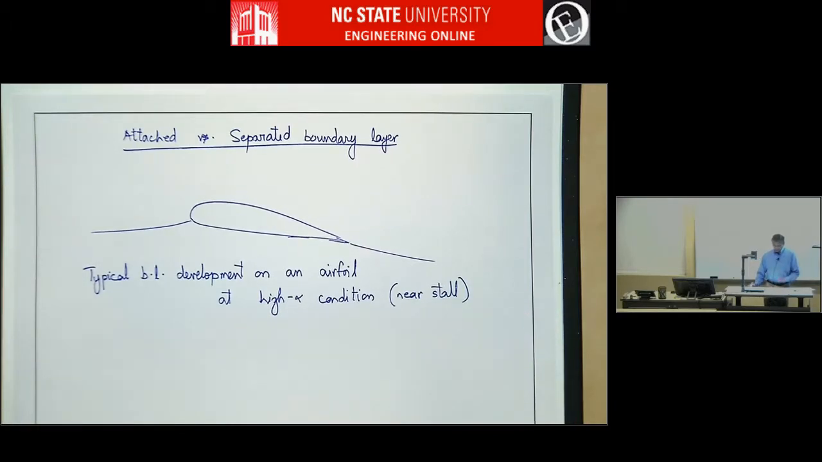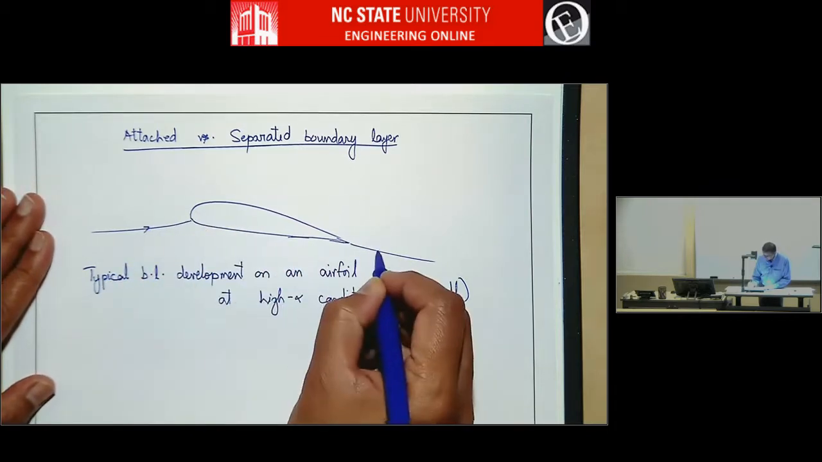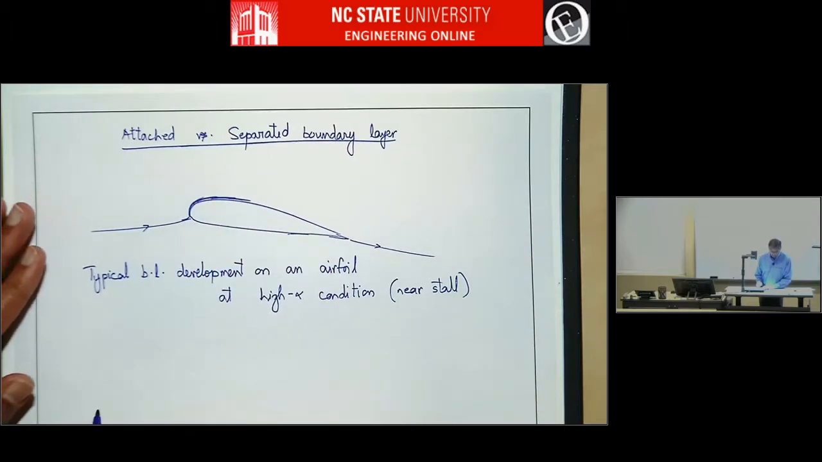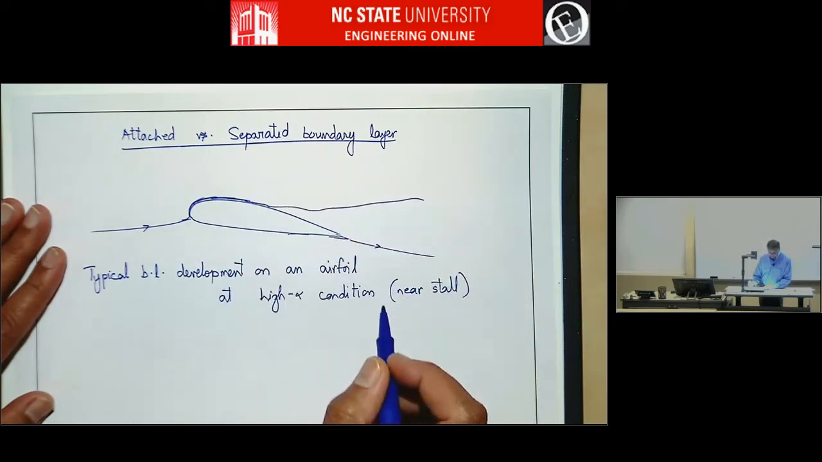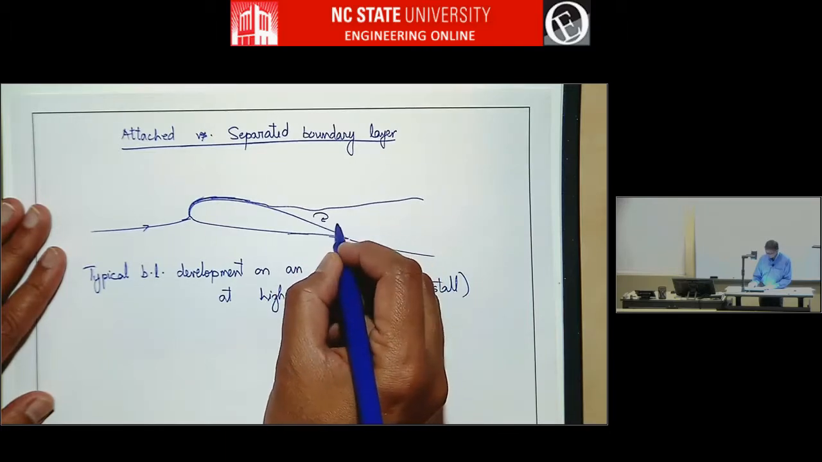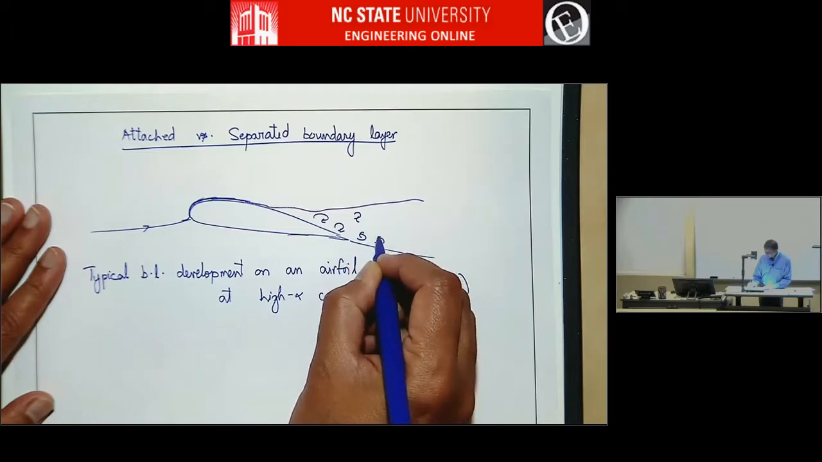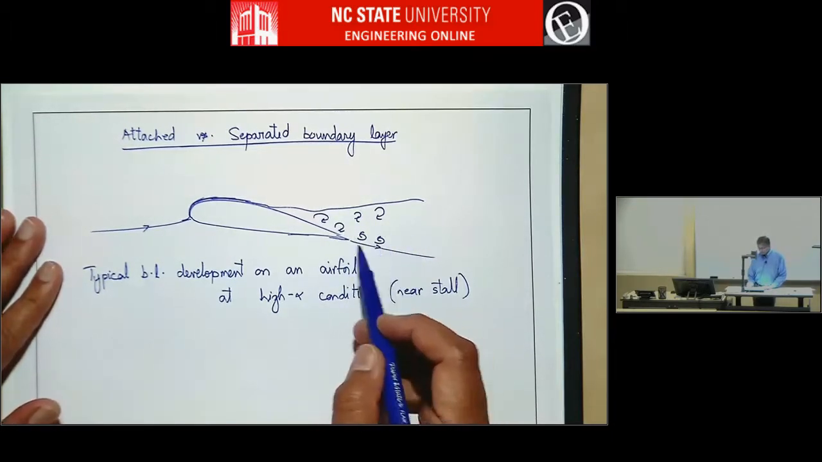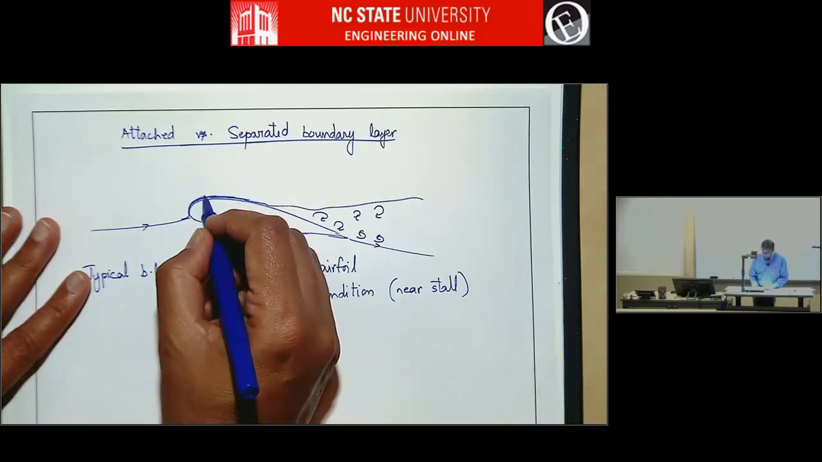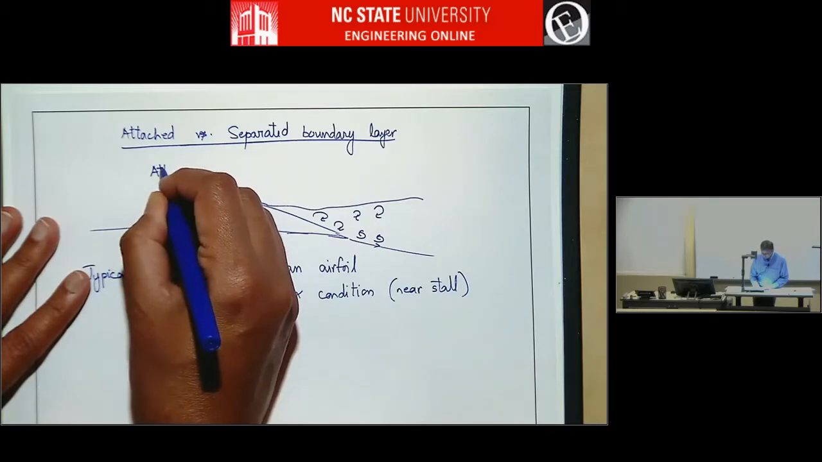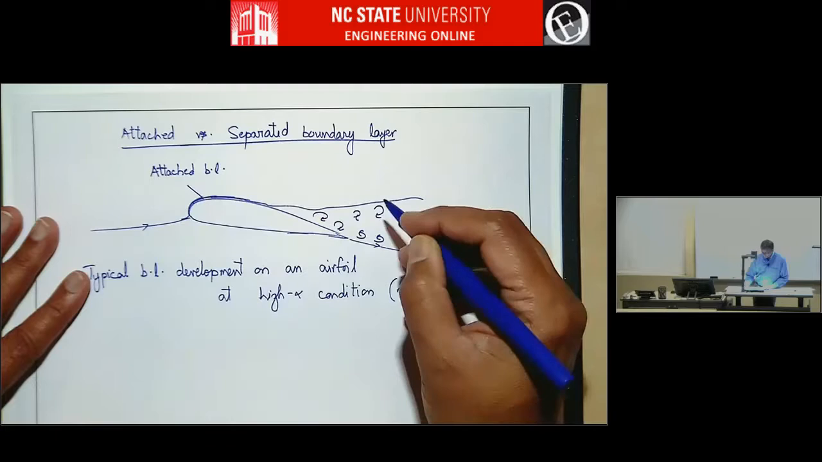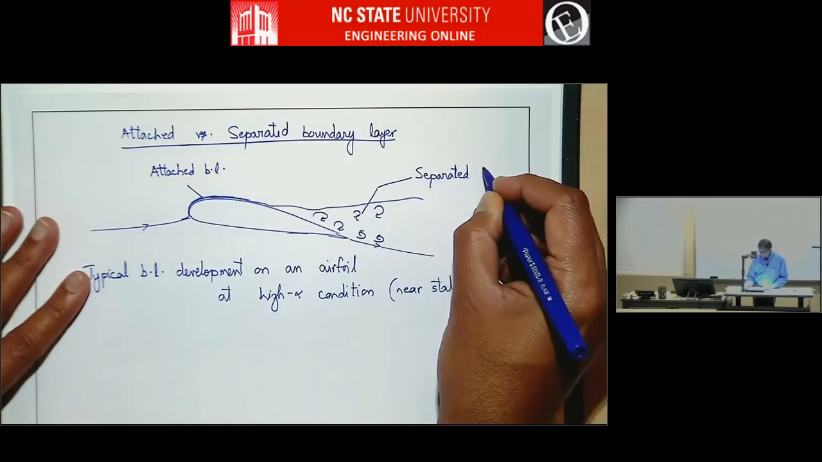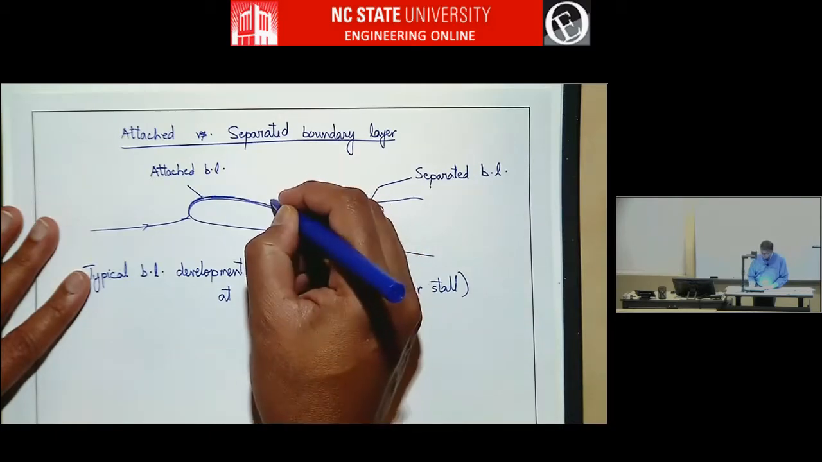In a state like this, there is probably going to be attached boundary layer on the upper surface for some distance, and then at some point the boundary layer separates, forming this separated region. And here you will have sort of unsteady flow, you might have vortex shedding and things like that. This part is called attached boundary layer, and this part is called separated boundary layer. And here is the onset of separation.